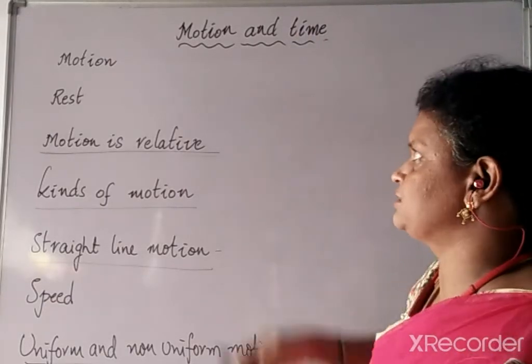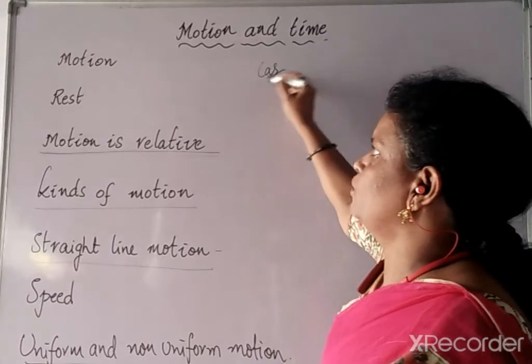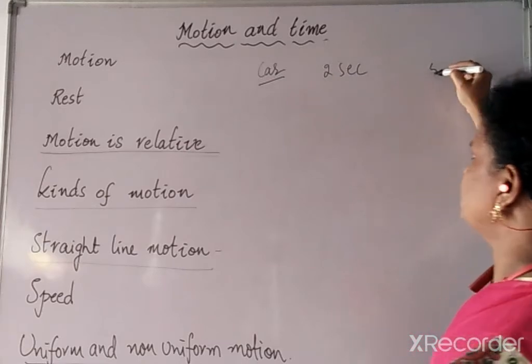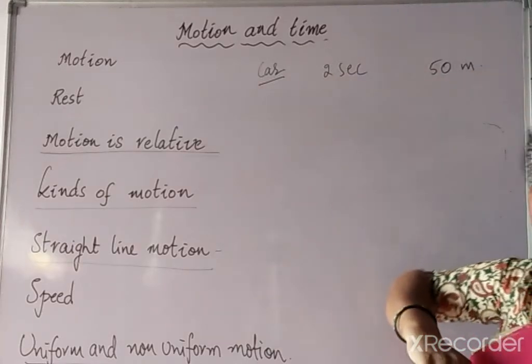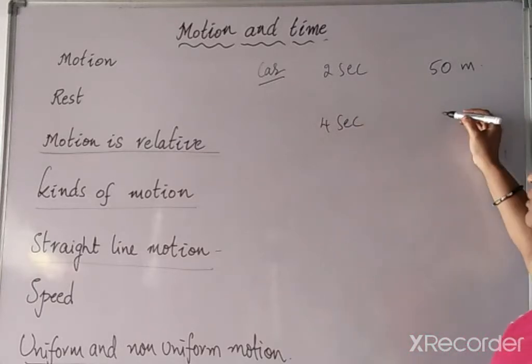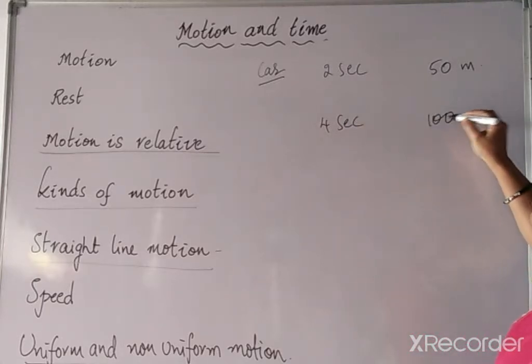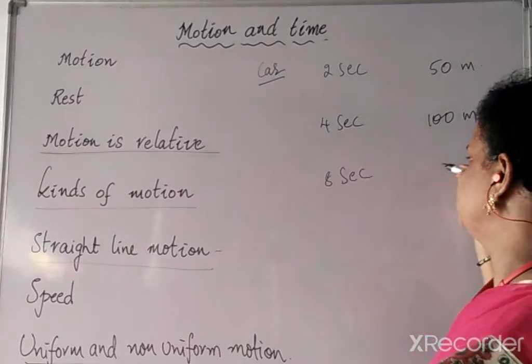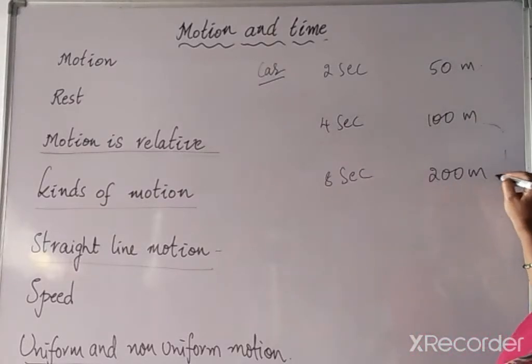Now, here we will take the same example, a car. In 2 seconds, it is able to travel 50 meters. After some time, if you observe, in 4 seconds it is able to travel 100 meters. In 8 seconds, we have observed that it is able to travel 200 meters.